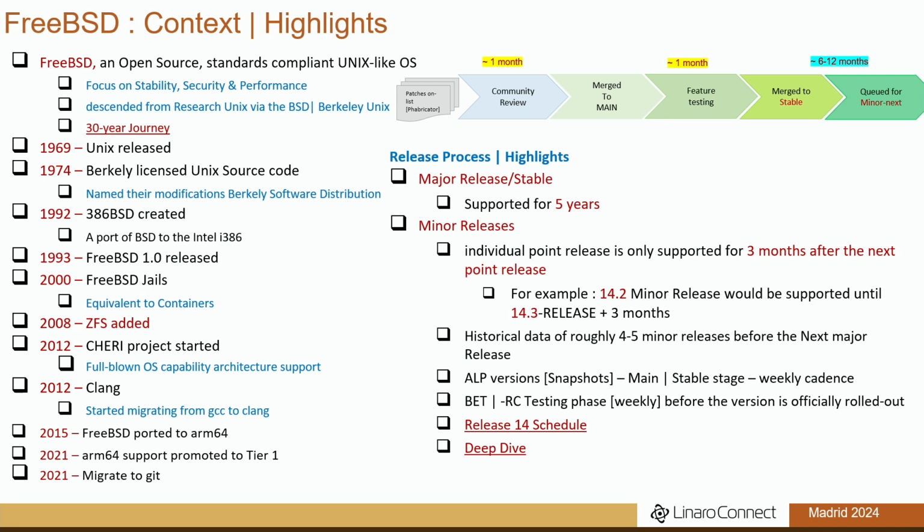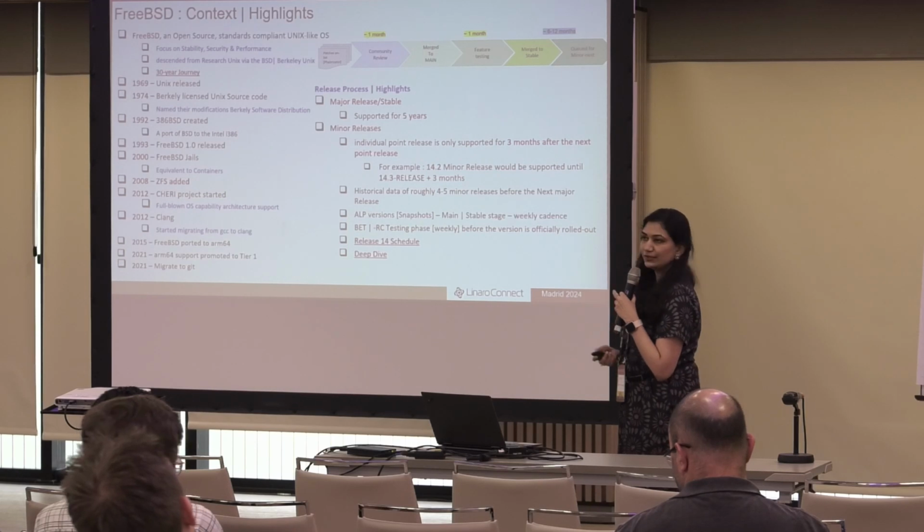There are also alpha versions, which are snapshots. So you have a weekly cadence for that are branched out of the main as well as the stable repository. You have beta or release candidates similar to how you have in the Linux kernel cycle, again with a weekly cadence. There is more detail about the release 14 schedule, which is the current FreeBSD release. And if you fancy more about what these releases are, what's the history, there is a detailed page which I've attached here as a deep dive.